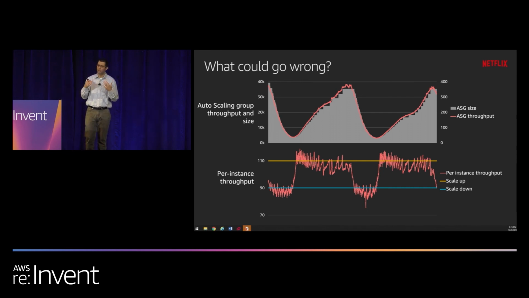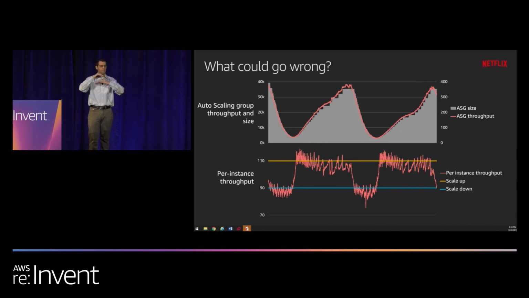It kind of intuitively makes sense because as the traffic grows, ASGs have to scale up and have more instances to process all this traffic. Now, take a look at the bottom graph. The bottom graph represents the essence of how autoscaling works. The pink line is our average throughput per instance. That's the metric we scale on. The yellow line is our scale-up threshold, and the blue line is our scale-down threshold.